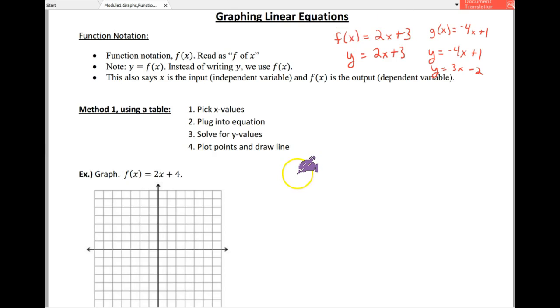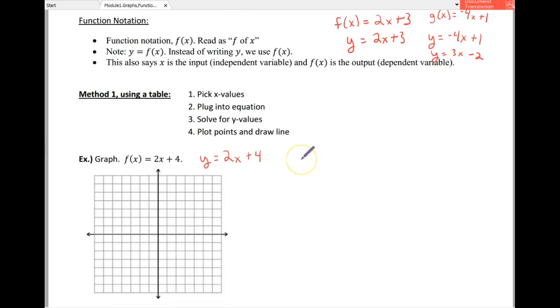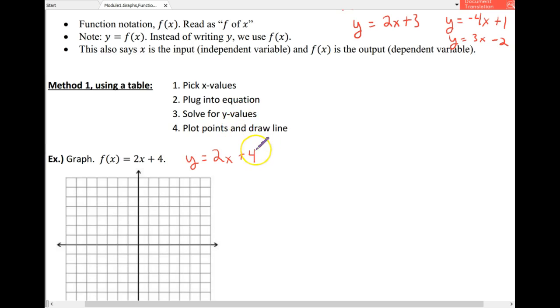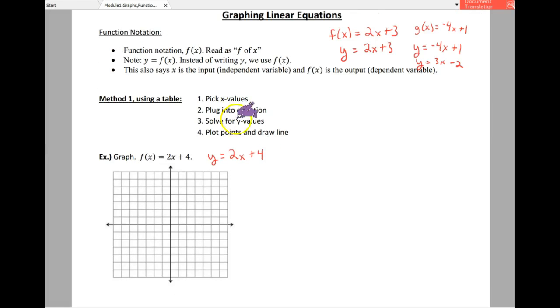So we'll talk more about functions later, but I just wanted to mention this because I did see it on your homework. So, method 1 is all about making a table and plotting your points. So again, this f of x here means the exact same thing as y equals 2x plus 4. So I'm going to make a table.